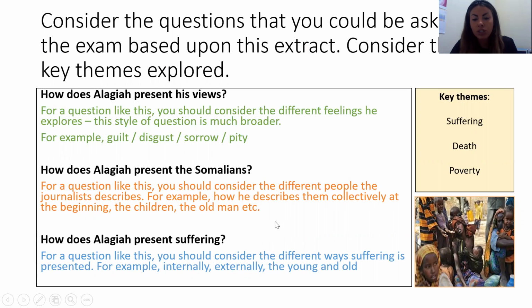And then lastly, how does he present suffering? For a question like that, you can consider how they suffer internally, mentally, how they suffer physically. You could contrast, say, the young and the old and how they both suffer, maybe in different ways or similar ways. And then some key themes to bear in mind are suffering, death, and poverty. But that's just a few, there might be more than that.